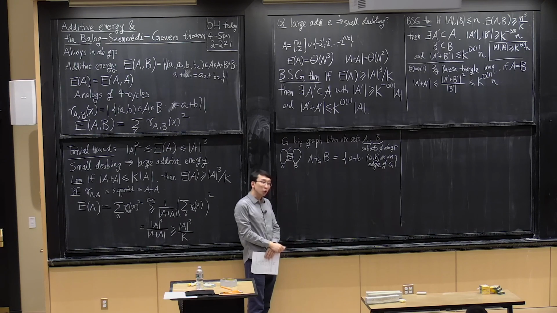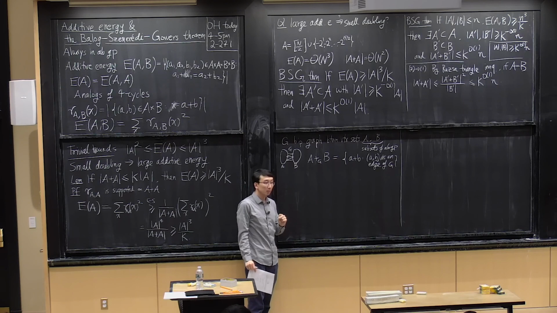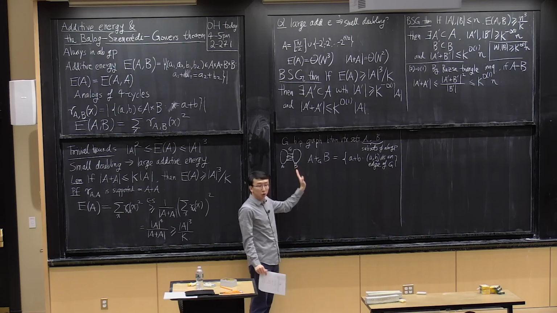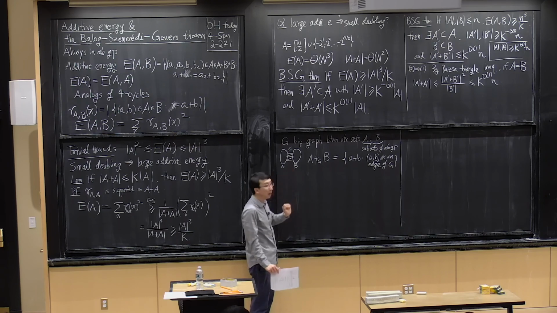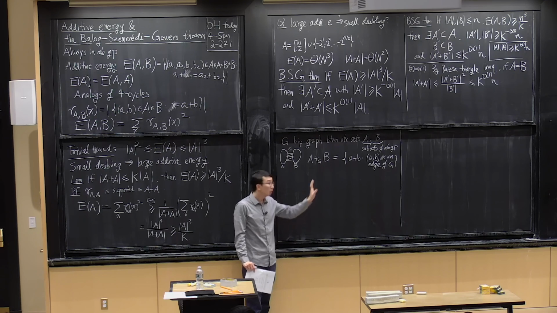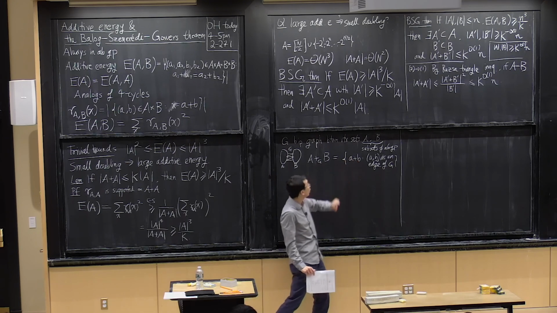So in particular, if G is the complete bipartite graph, then this is the usual sum set. But now I may allow G to be a subset of the complete bipartite graph, so only taking some, but not all of the sums.